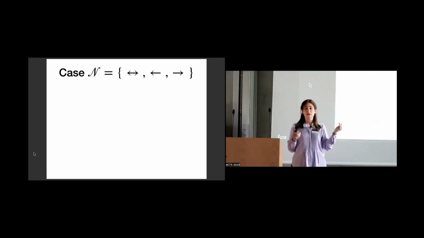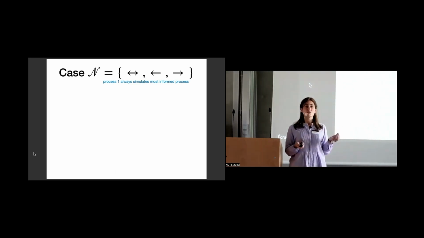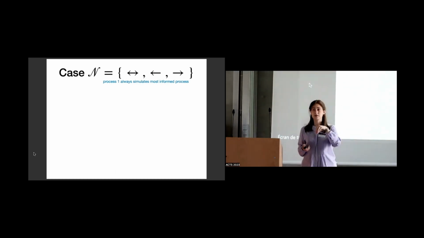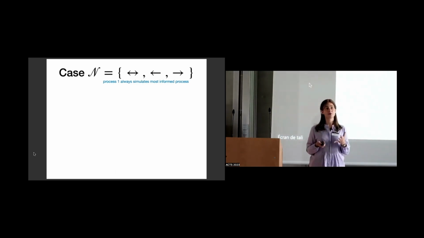And when we add the link in the other direction, then the hierarchy changes. And we can solve this by reducing the problem to the case where the communication link is always in the same sense. Process 1 will always simulate the most informed process. Sometimes it's process 1, sometimes it's process 2, but we will reduce it to the case where it will only be process 1 that simulates the most informed process.